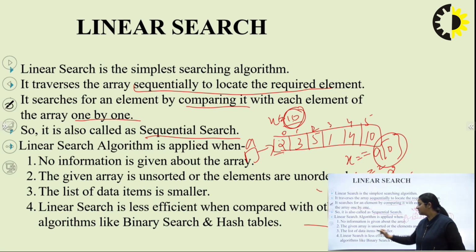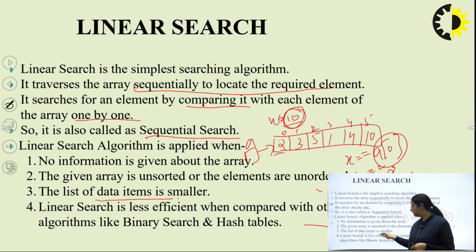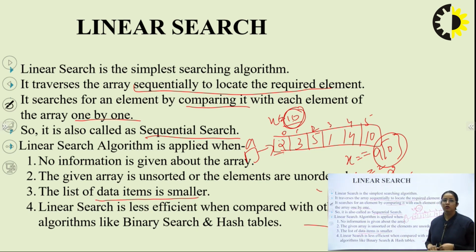Next, the list of data items is smaller, meaning we cannot apply linear search to very large data. If you have a limited amount of data and you want to search from that data, then you can apply linear search. That's why we are saying the data items are smaller. Basically, linear search is less efficient when compared with binary search and hash tables.